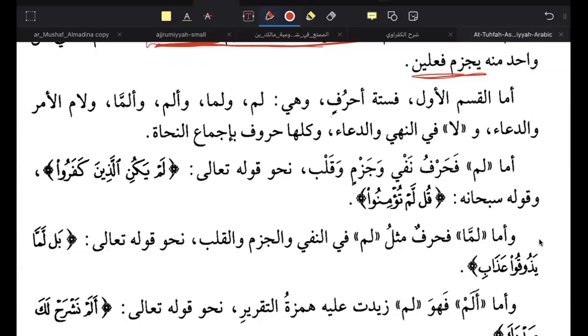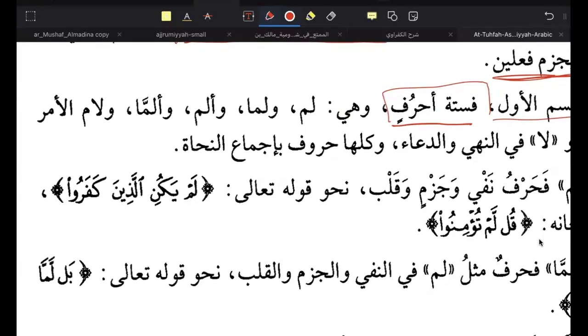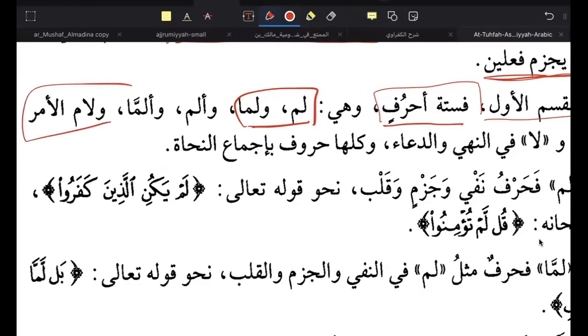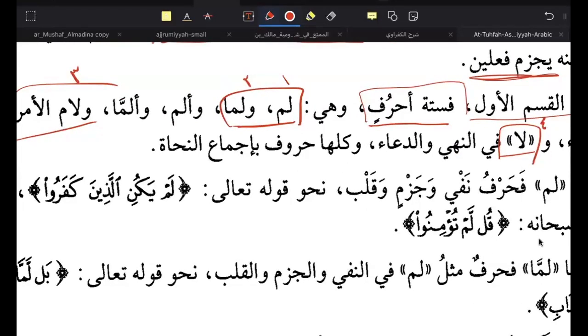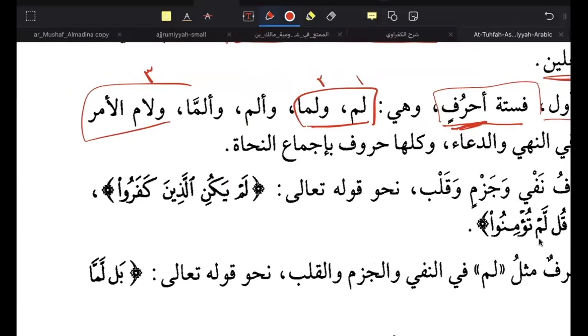فستة أحرف. So for the first part, we have 6 particles. Honestly, there's only 4. The Musannif, Ajrumiyyah, he added 2 extra. Usually nobody does it like that, but their main one is what? وهي Lam wa Lama, and you have Lam al-Amr, La an-Nahiya. So these are your primary huruf. These are all huruf. All of these things are huruf.